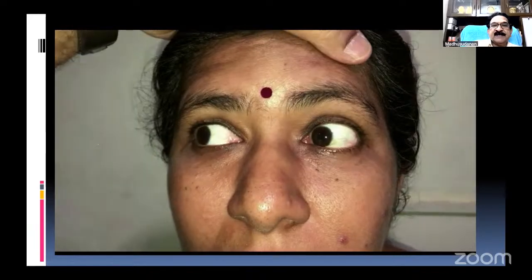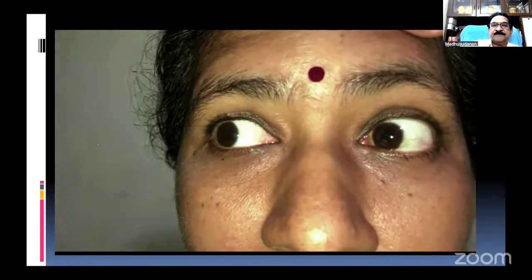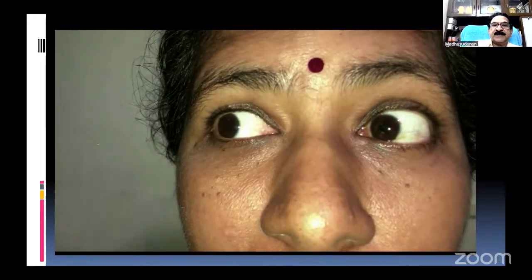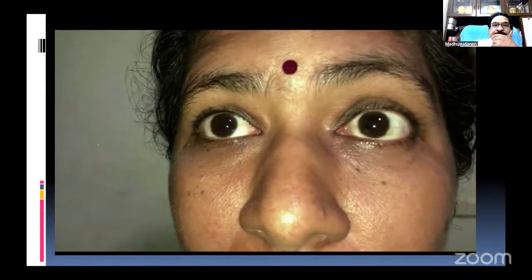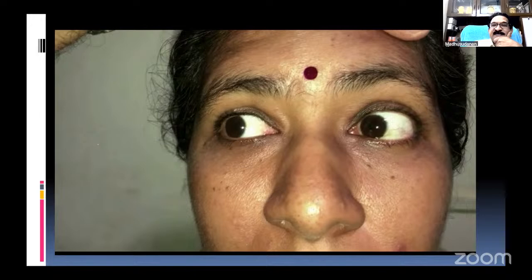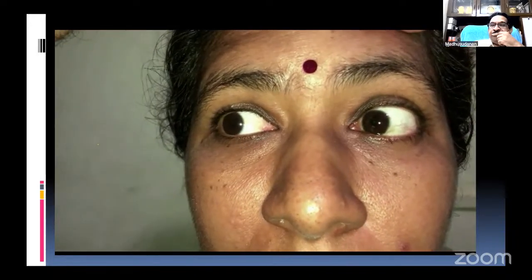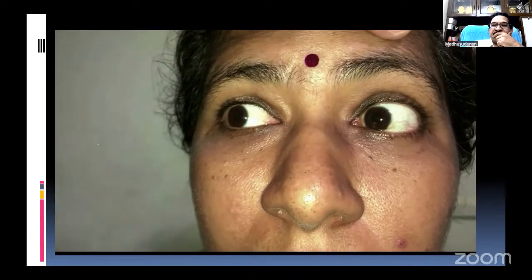But look at the right eye, the normal eye. It is showing nystagmus. See that nystagmus take movement on the right eye. Look at the left side, it is not there. Only on looking to the right side, it is there. Yeah, the left eye is at a lower level.